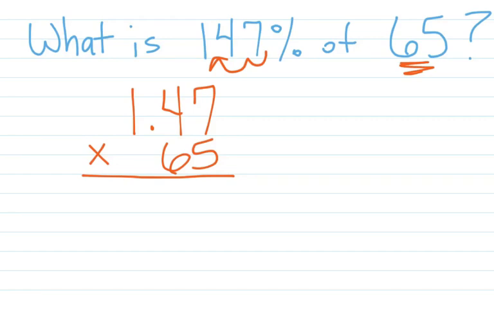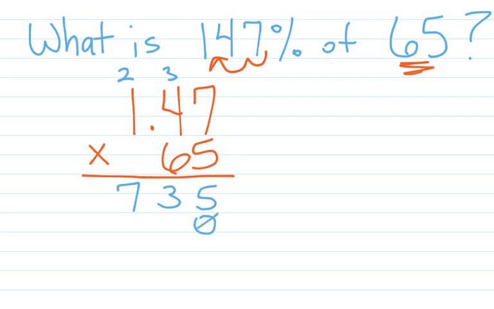And I'm taking that decimal number and multiplying it times the number that I was given, 65. And I'm going to put that 65 on the bottom this time because the 1.47 has actually 3 digits in it, and there's only 2 in the 65. So that means I'm going to have less layers of multiplication beneath it. So I'm going to do my multiplication here. 7 times 5 is 35. 5 times 4 is 20, plus that 3 is 23. 5 times 1 is 5, plus 2 is 7.